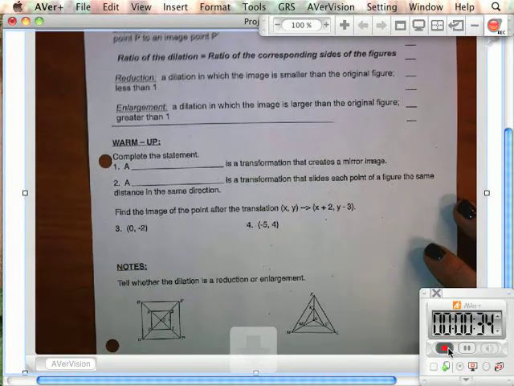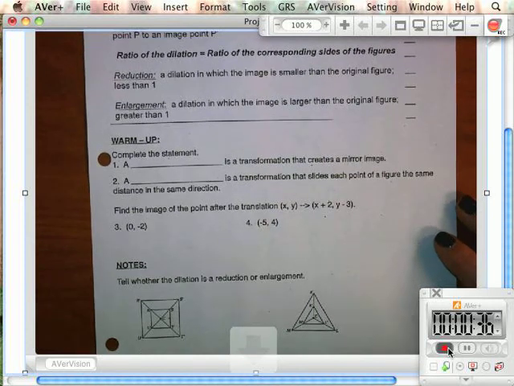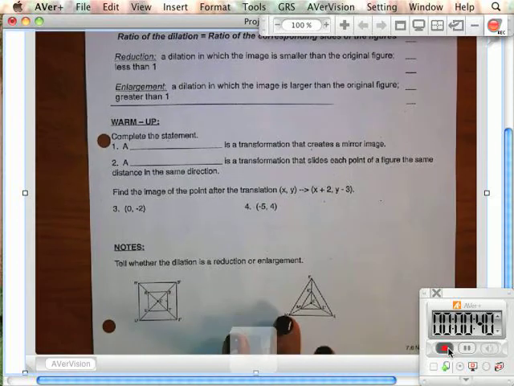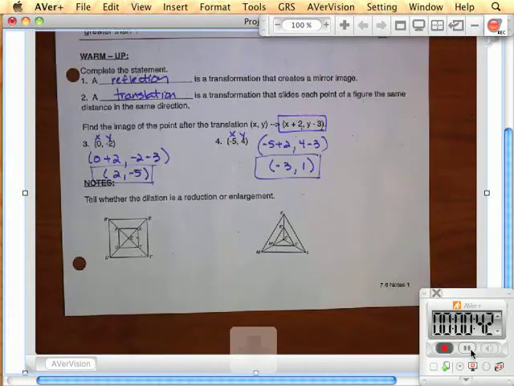So, do this little warm-up for a second. This is stuff you should remember from the past. See if you remember. Do you remember how to do that? Sort of? If not, this is a reminder, okay?